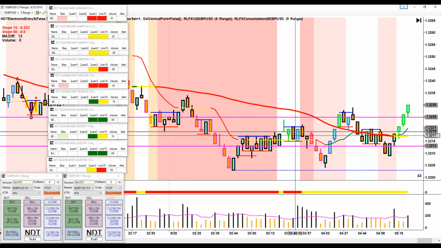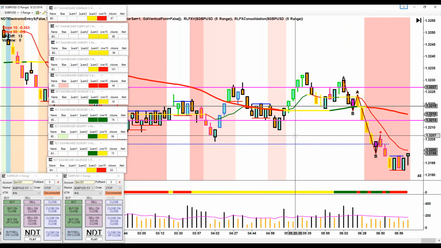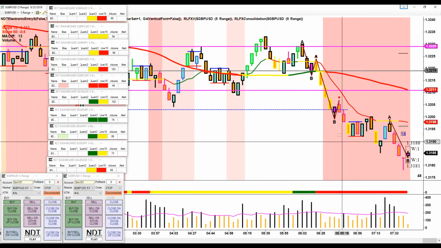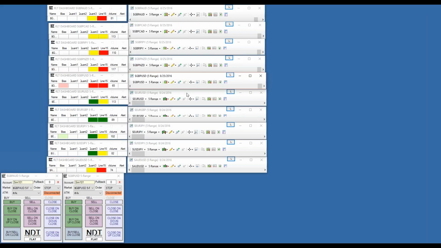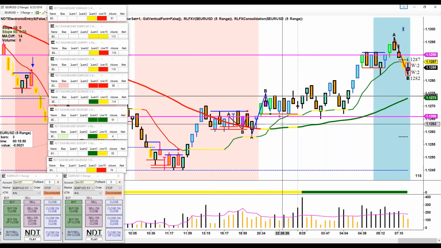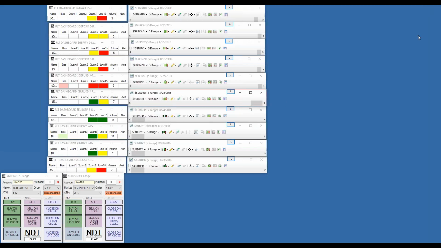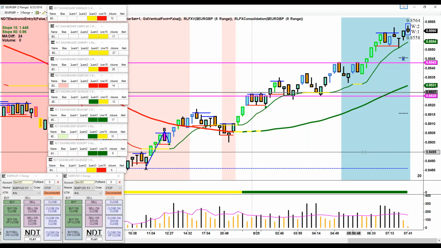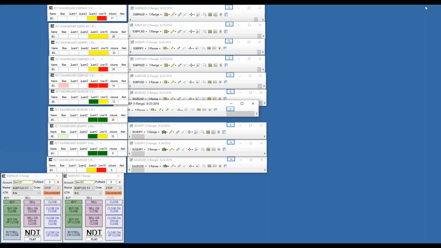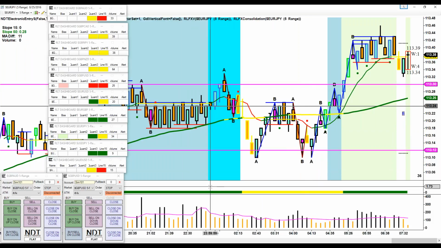Pound USD, nothing. Pound dollar, too far off of resistance. Euro dollar, hardly any candles since midnight. Euro pound, also hardly any candles since midnight. Euro yen, just a few candles since midnight.